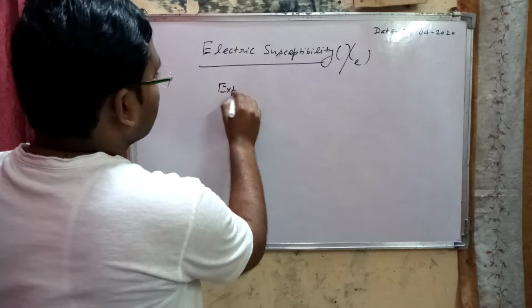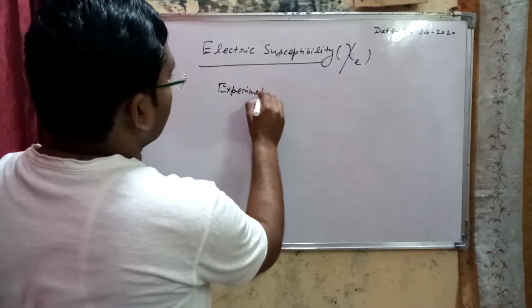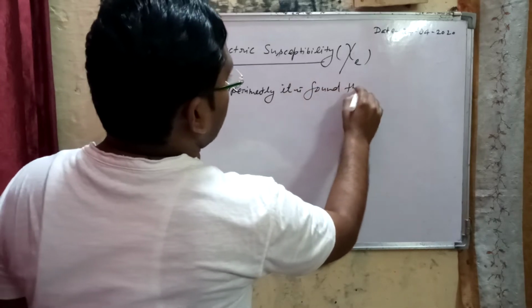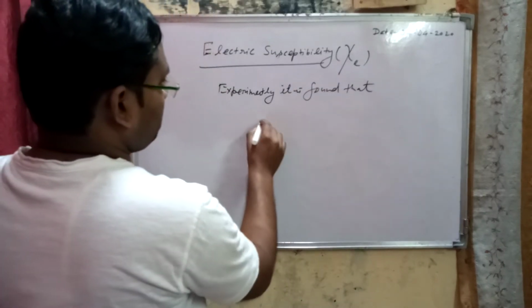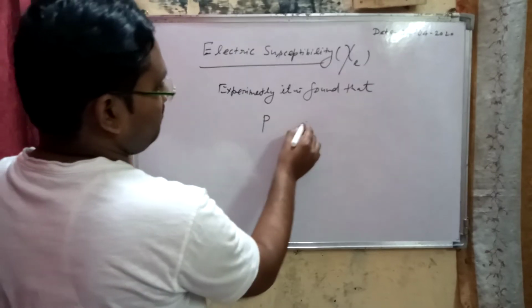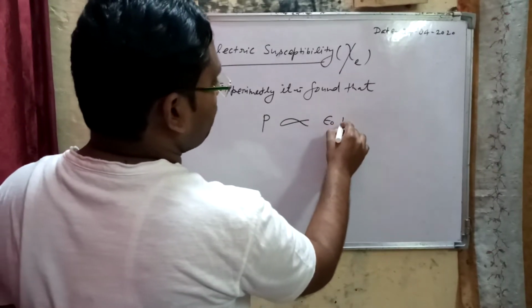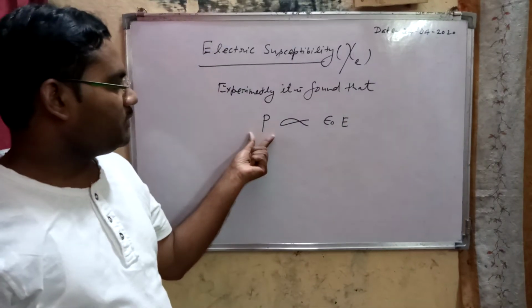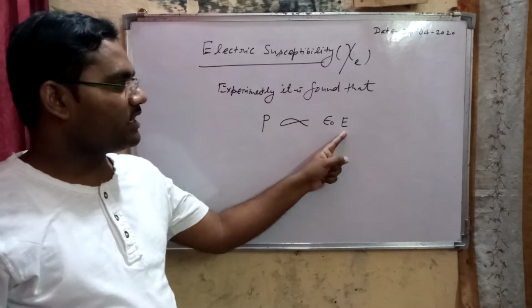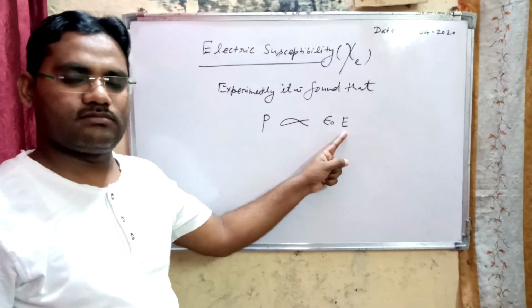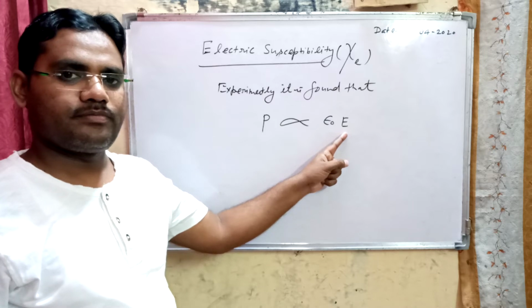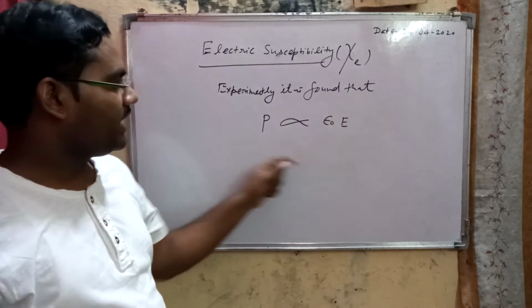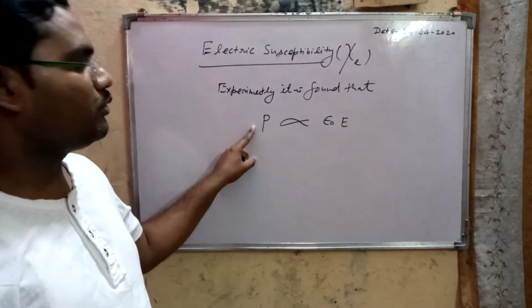Experimentally, it is found that the polarization vector is directly proportional to epsilon naught E. That means the polarization vector depends on the applied electric field. This is the magnitude of the applied field, and this one is the magnitude of the polarization vector.